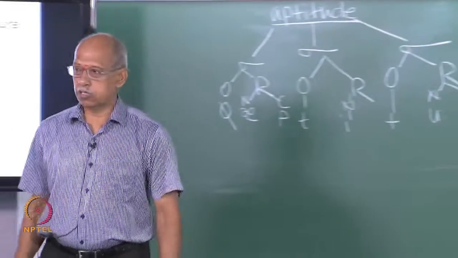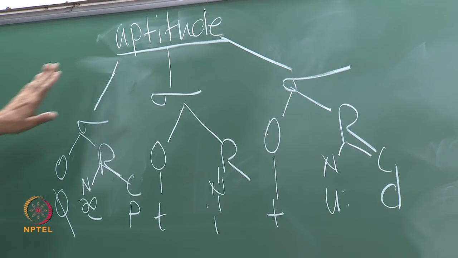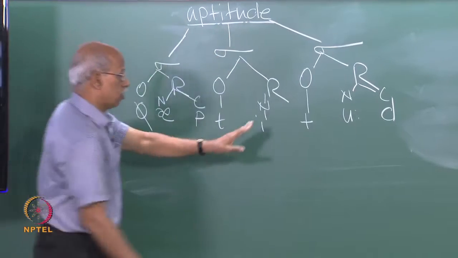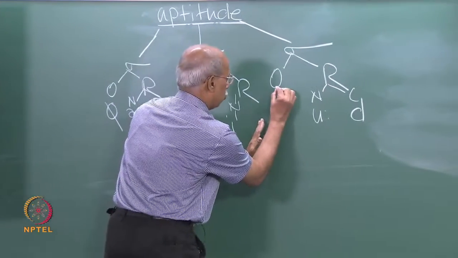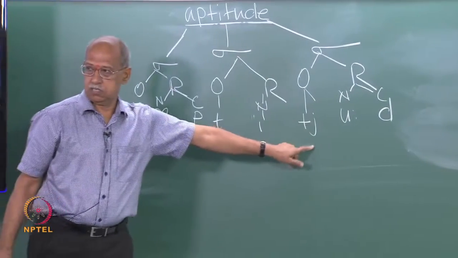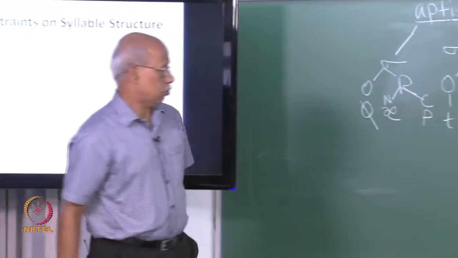Please compare your work. It has three syllables, aptitude, or you can say two onsets here, tude. You can have both aptitude, aptitude.